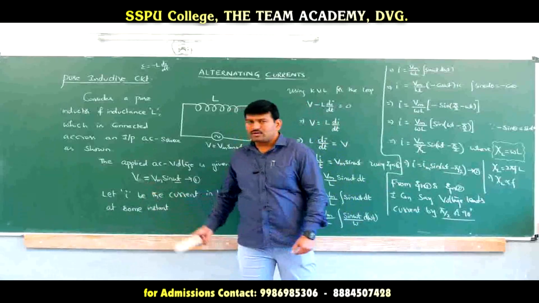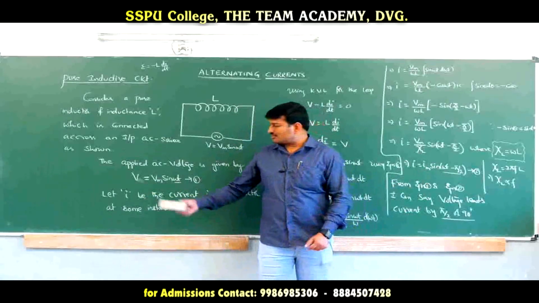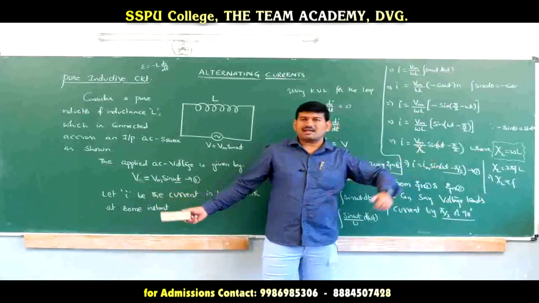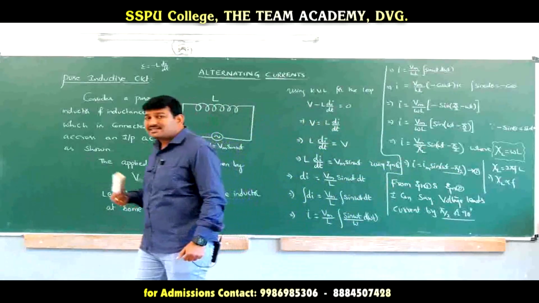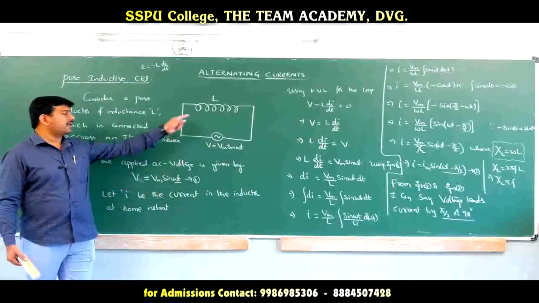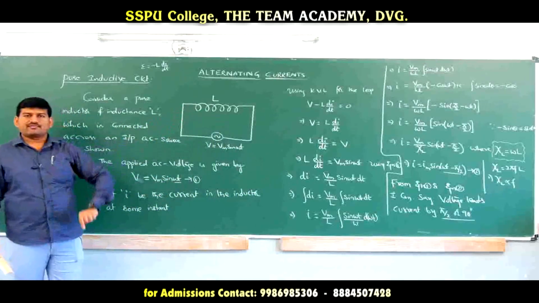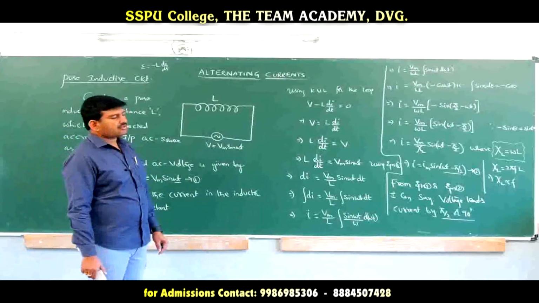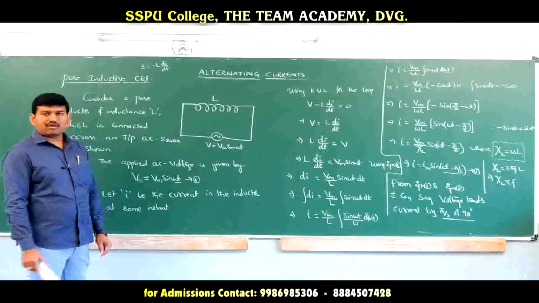This refers to voltage and this is referring to current. So this is larger than this by how much? By 90 degrees. Therefore, voltage is leading the current by 90 degrees in a pure inductive circuit. Understood this point clearly? So in a pure inductive circuit, voltage leads current by how much?